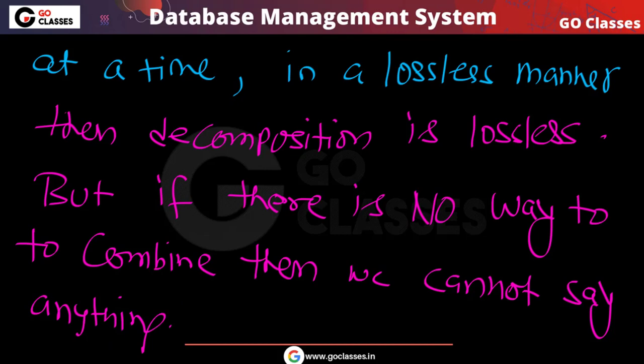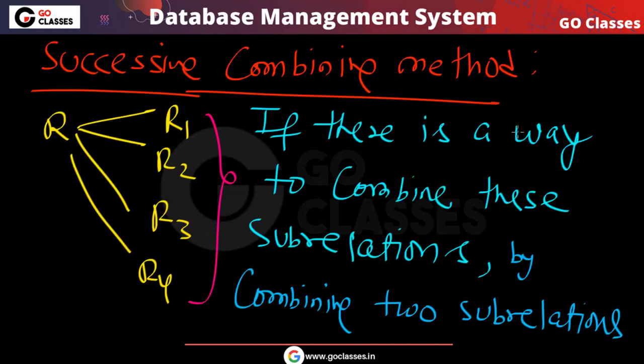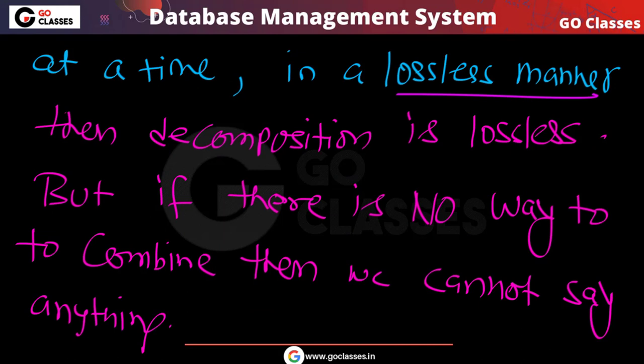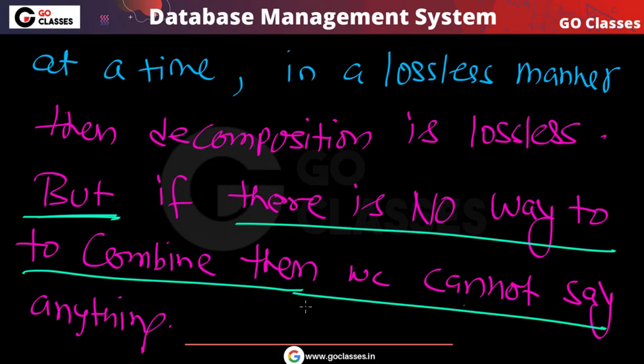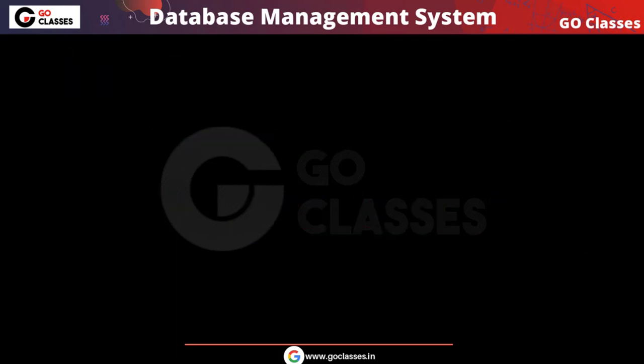This is a very important point, because this algorithm is only one way. If you can combine two at a time in a lossless manner, then we will say that our decomposition is lossless. But if there is no way to combine them, then we cannot say anything. The answer can be lossless or lossy.